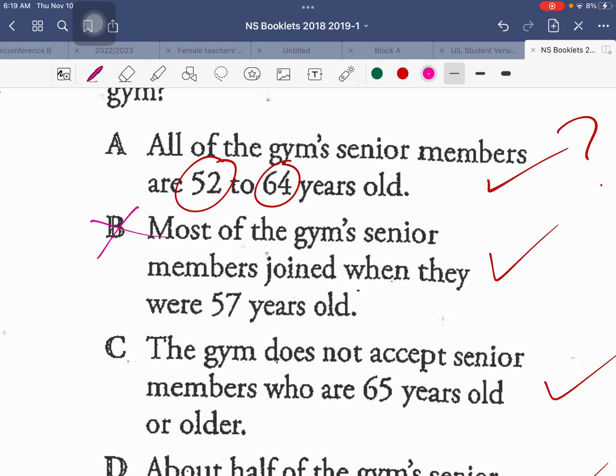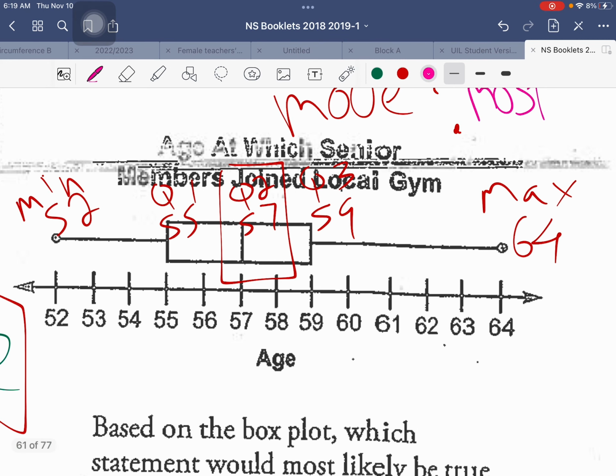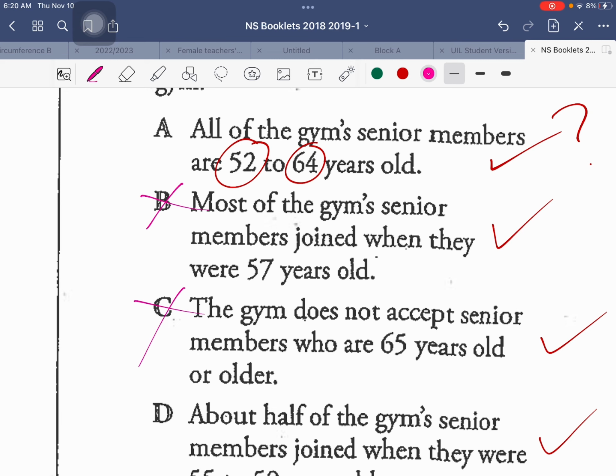That's wrong. The gym does not accept senior members who are 65 years or older. Now, the case is this. Only people from 52 to 64 have joined, but that doesn't necessarily mean no one 65 or older can join. Maybe they just haven't joined. It's not that common, but that doesn't mean that the gym doesn't accept them.